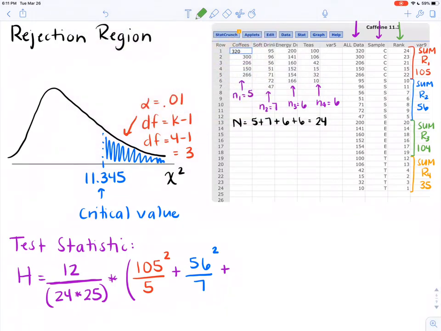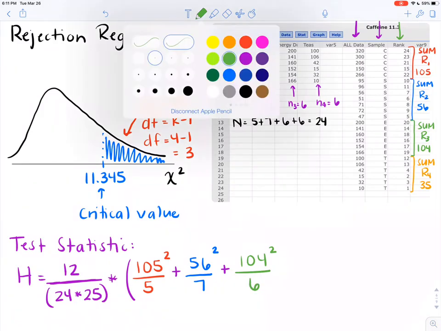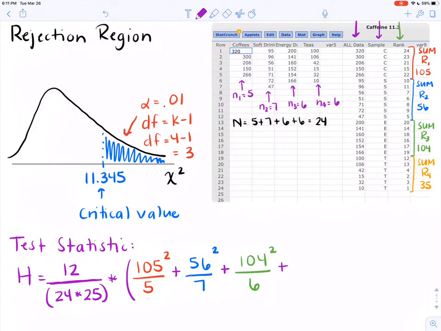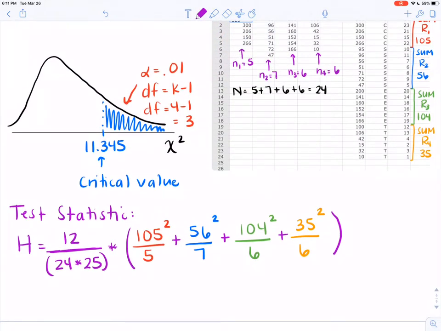My third group, the sum of the ranks was 104. I'm going to square that, divide by the size of that sample, which is 6. And then finally, the sum of the ranks for my last group was 35, so I'm going to square that and divide by the size of that sample. And you don't want to forget, there's always going to be this term at the end that has to be subtracted, and that term will always be 3 times N plus 1, which again in this case is 25.